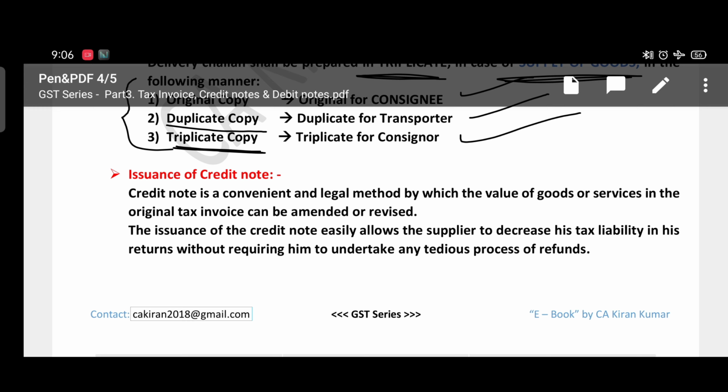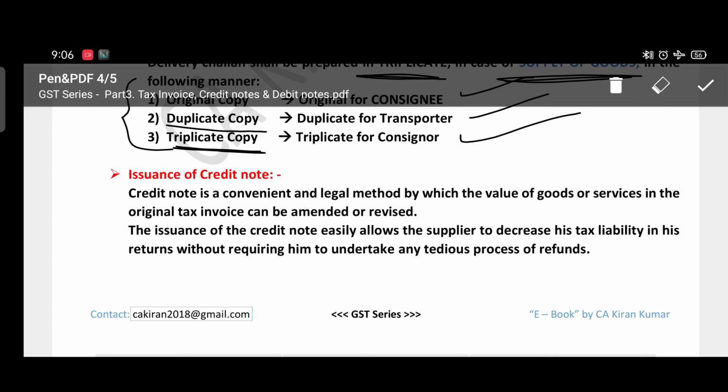Generally a credit note will be issued by the taxpayer to reduce the tax liability. Suppose you have provided 100 rupees worth of service, but you have given a tax invoice for the value of 120, and afterwards you realize that you have issued it for a higher amount and you have to reduce the amount. Then you can give a credit note for the 20 rupees of excess amount to reduce the amount. This is one of the scenarios, and we will discuss more scenarios later.